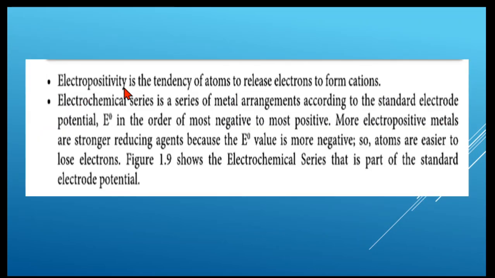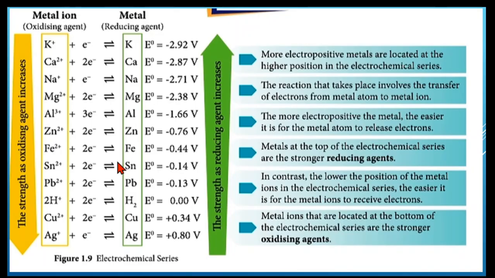So remember, electropositivity is the tendency of atom to release electron to form cation ataupun positive ion. Right? Electrochemical series is a series of metal arrangement according to the standard electrode potential in order of most negative to most positive. More electropositive metal are stronger reducing agent because the value of the standard electrode potential is more negative. So atoms are easier to lose electron. So this one is electrochemical series.